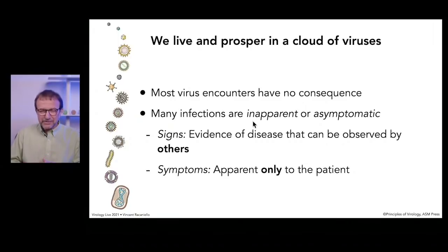And now we need to define signs and symptoms. If you don't already know this, a sign is evidence of disease that can be observed by others. So if you have a rash, other people can observe that, caused by chickenpox or varicella zoster virus or measles virus. But if you take blood from someone, you can measure virus levels in the blood. You can measure cytokines. You can measure B cells, T cells, antibodies. Those are signs of infection that other people can observe.